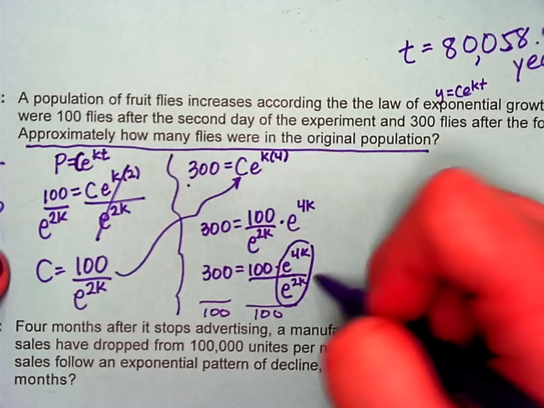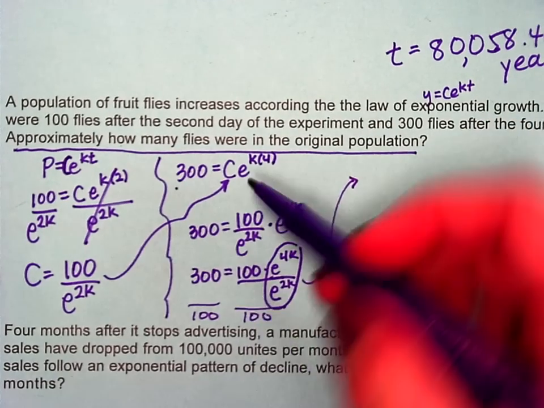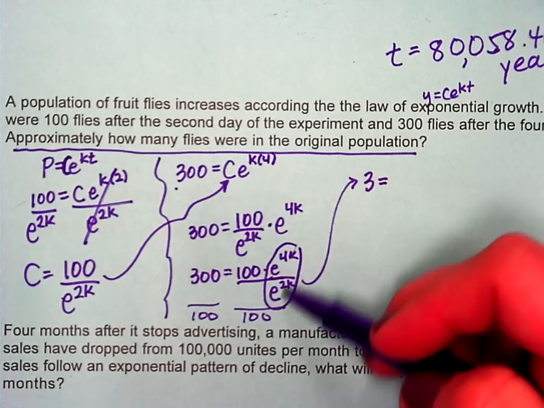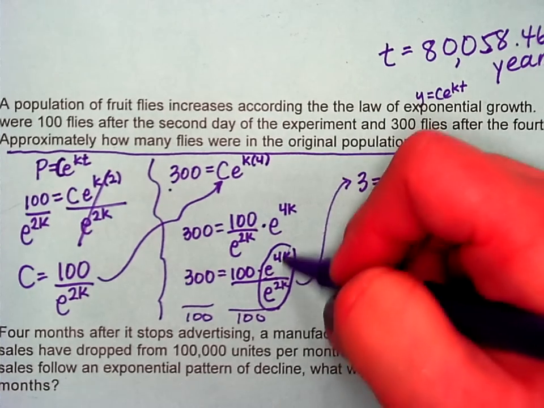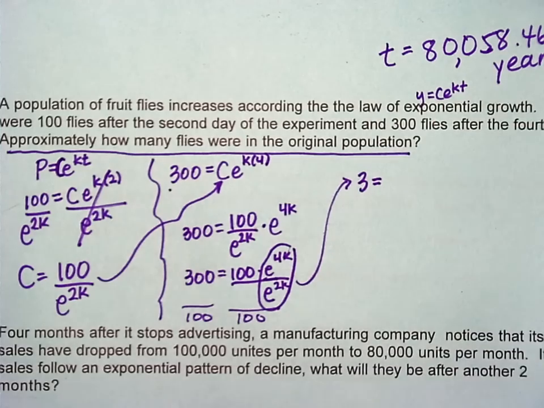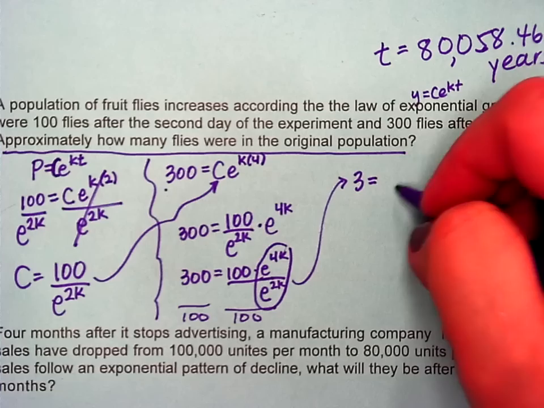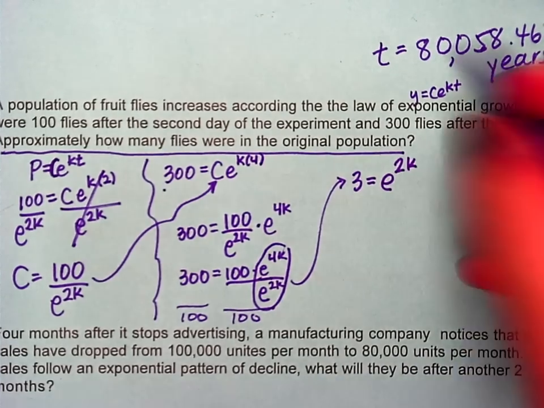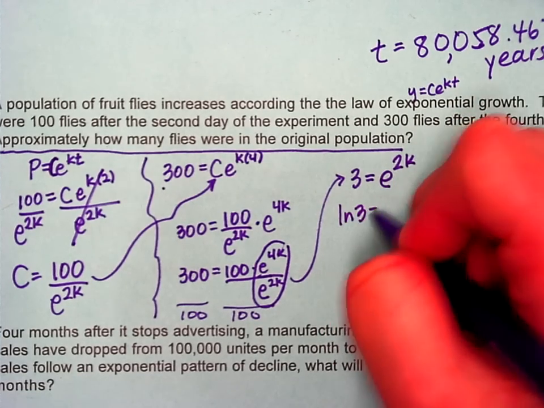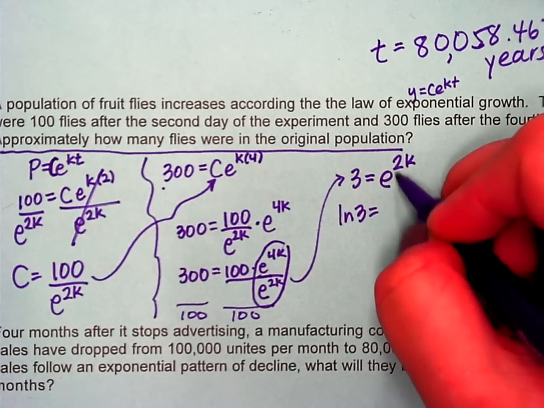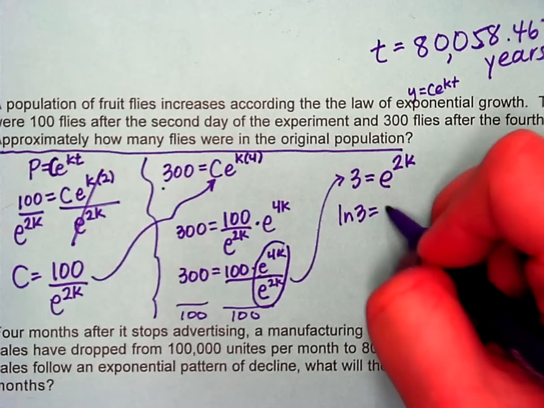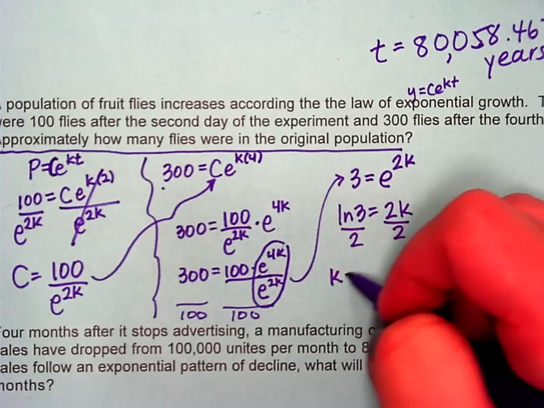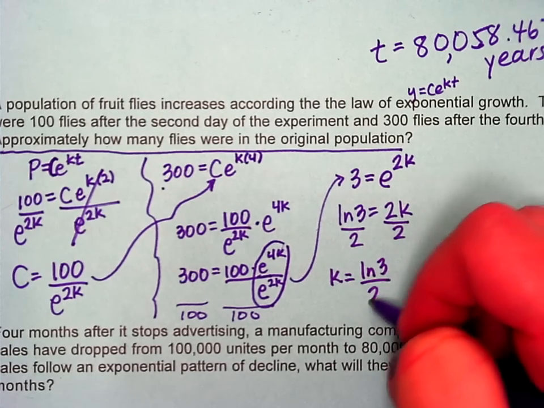So that my new equation, in one fell swoop here, 300 divided by 100 is 3. And then if I simplify this expression, I have e, and I'm just going to subtract the exponents since they have the same base. So 4k minus 2k is 2k. So I have e to the 2k is what I've whittled this down to. Now I'm going to take the natural log of both sides. So the natural log will cancel with this e, and I'll just have 2k left, and then divide by 2. So my exact answer for k is natural log of 3 over 2.